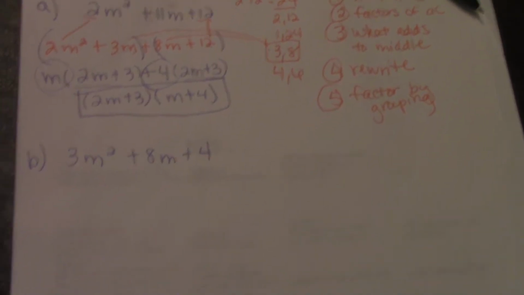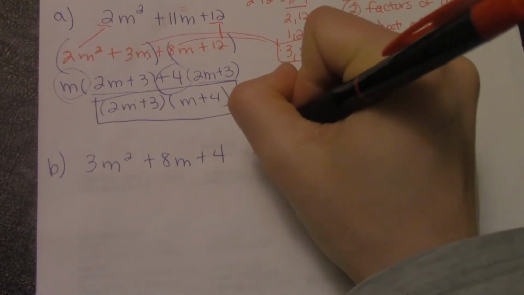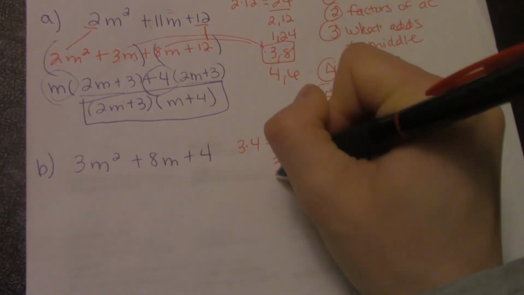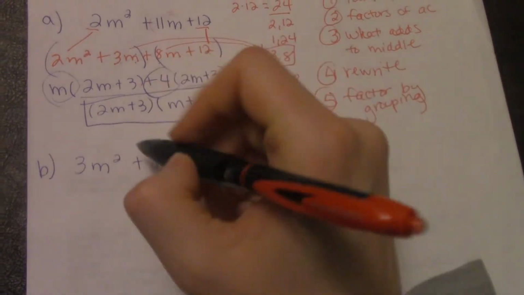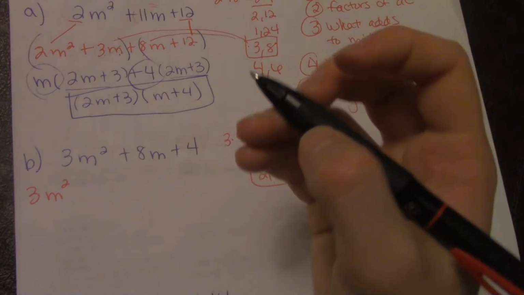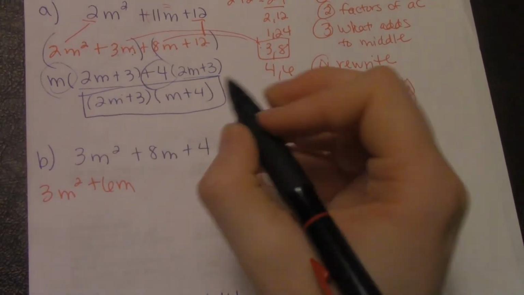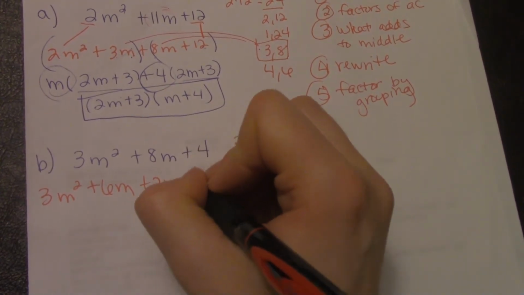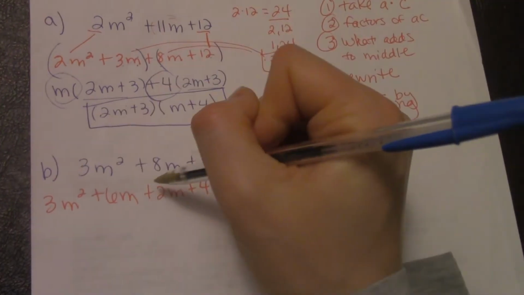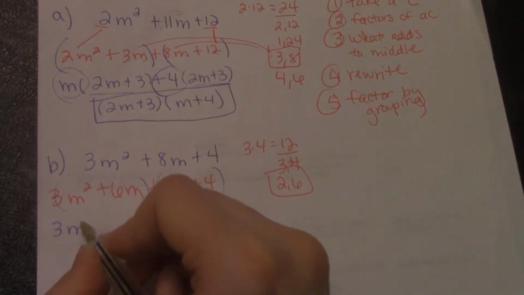Let's try another one. Remember, first step is a times c. So 3 times 4 is 12. That is obviously 3 and 4. 2 and 6, but 2 and 6 makes 8. So 3m squared. Now I'm going to put the 6m here because I know 3 goes into both of those. Plus 2m plus 4. And find your parentheses.